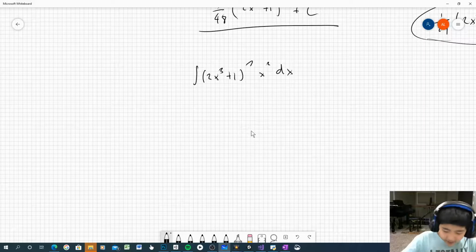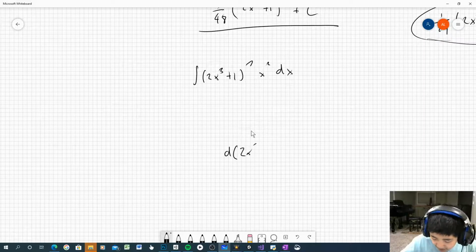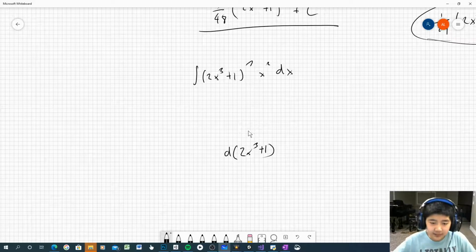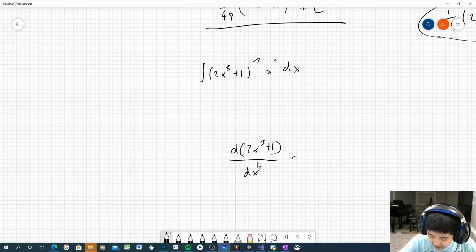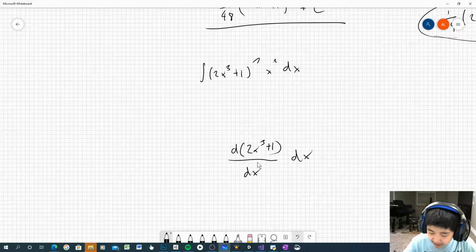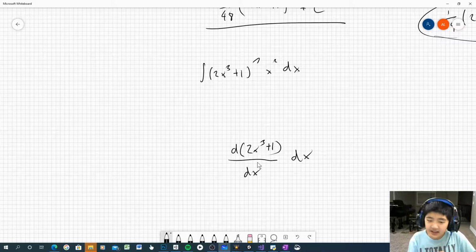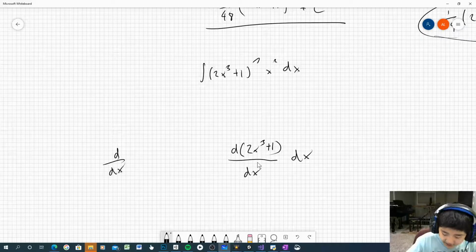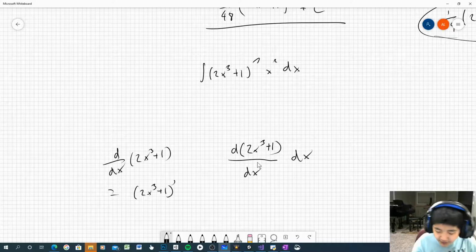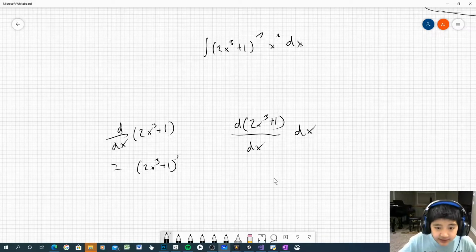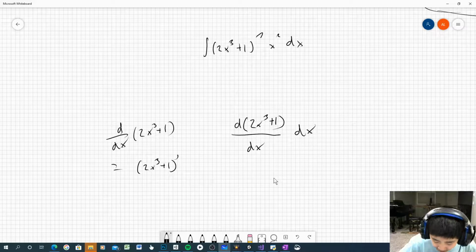So what is d of (2x³ + 1)? What is the d of the bracketed part? Well, that equals d over dx times dx, because this would cancel normally, but let's leave that there. And just like in the previous videos, we know that d over dx of something equals the derivative of that something. So we find that the derivative of that would give us x to the power of 2, 6, and 1 just leaves there, times dx.